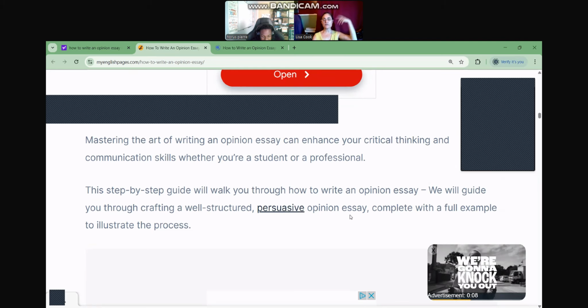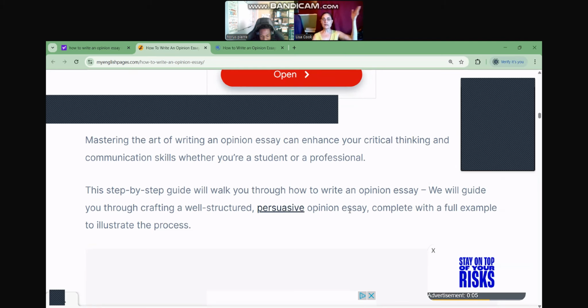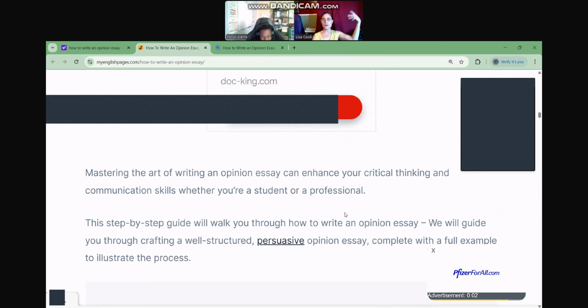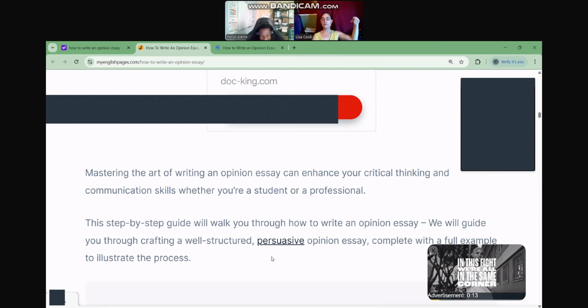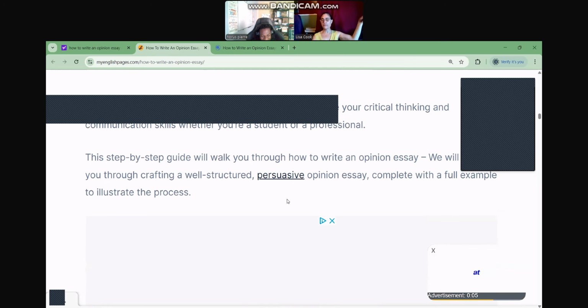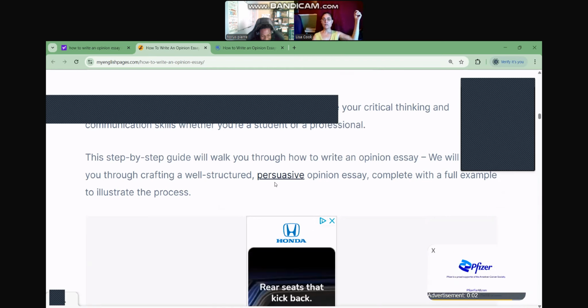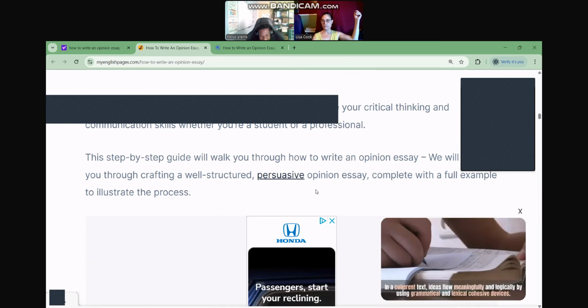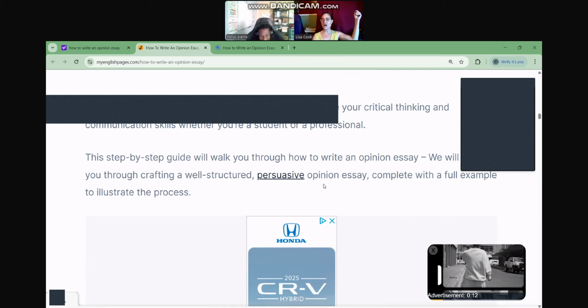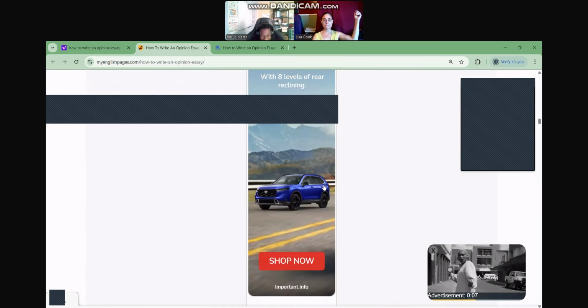Persuasive opinion essay simply means that you're trying to say you need to think this way for this reason. It might be an example of, we need to clean the oceans. It's my opinion that we need to clean the oceans. And we're trying to persuade other people that they need to feel the same way. Persuasive opinion essay is simply advocating for a cause. Advocating for something, for another cause or another person. That's all it is. Okay?